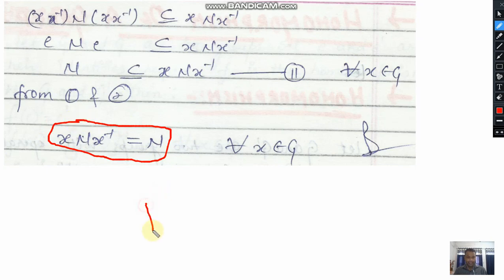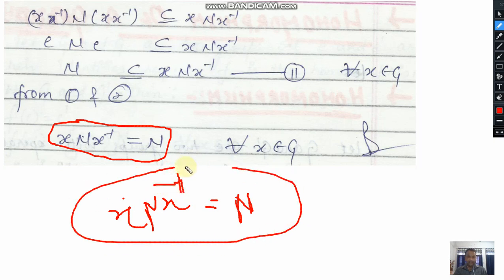So we can say that if xNx inverse is equal to N, then this N will be a normal subgroup, and if N is a normal subgroup, then these two sets will be identical. This is the necessary and sufficient condition, and to prove a subgroup is a normal subgroup, this is the sufficient relation which we will use in some next lectures and theorems.